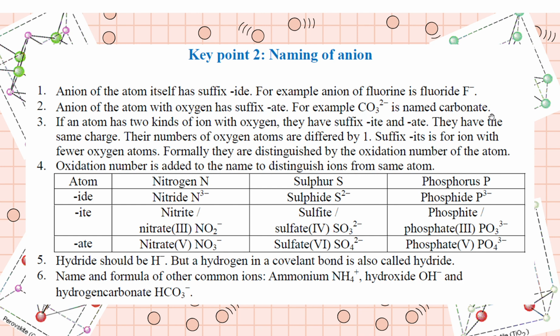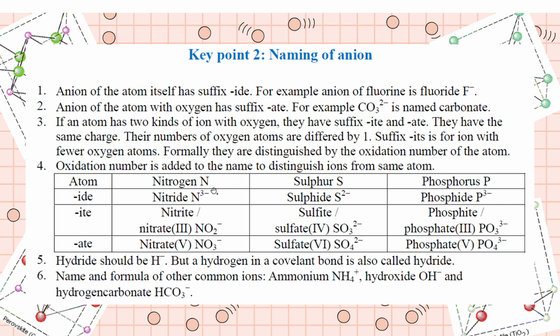ATE. For example, CO3 2 minus is called a carbonate. So if there are two kinds of ion with different numbers of oxygen, one is ITE, one is ATE. For the ITE one, they have the same charge, but one less oxygen. So the one with less oxygen we call ITE, and more is ATE. So sulfite, sulfate. So it is a good table.